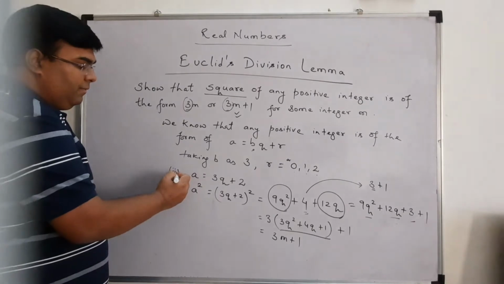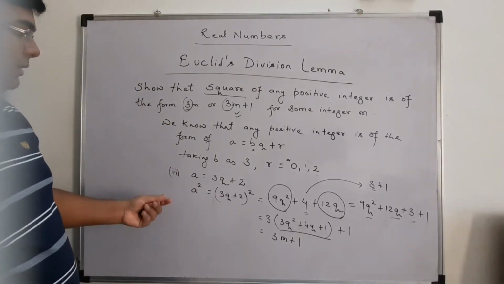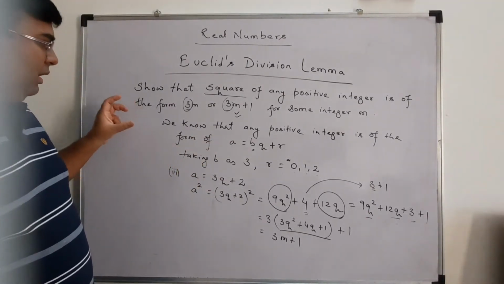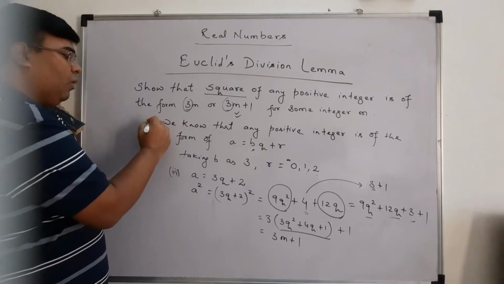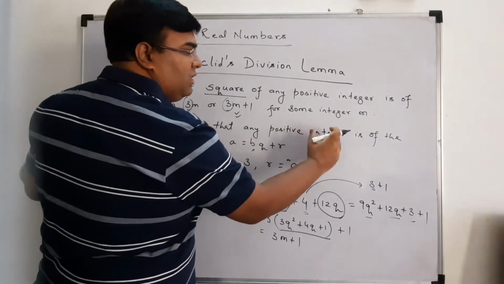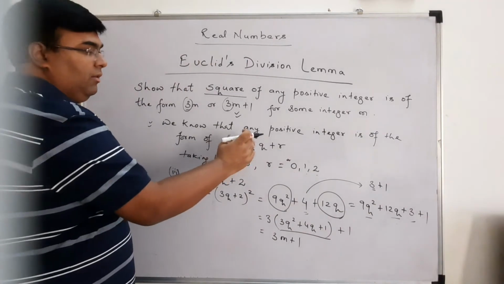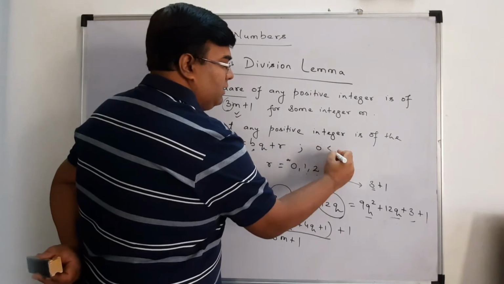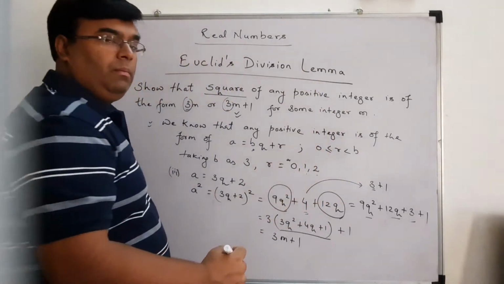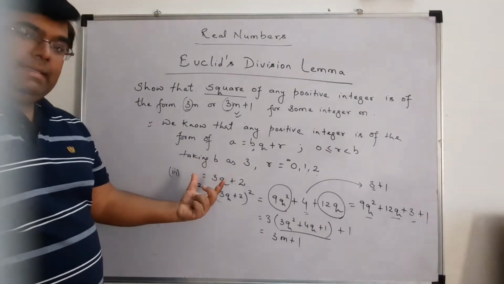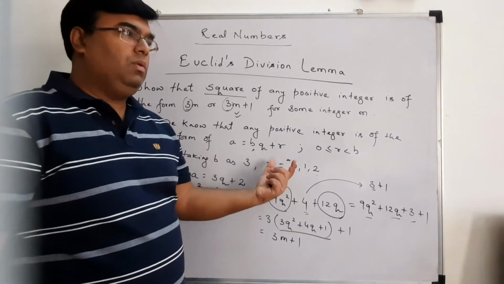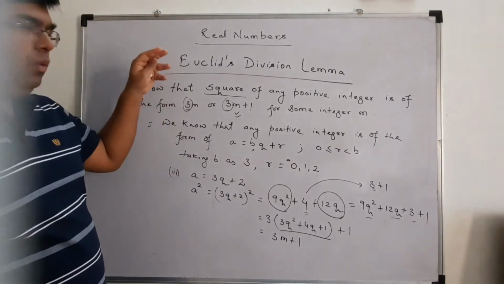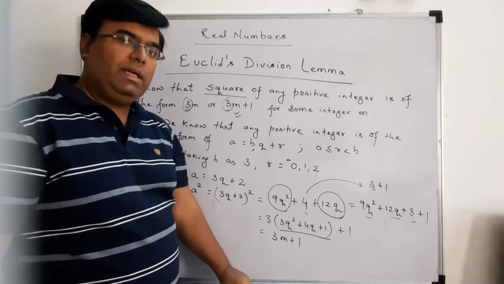So this was my third case. Correct? So we need to show all the cases one by one, right? But our first statement will be the same for all the questions, that we know that any positive integer is of the form a = bq + r. One more thing, you can write this 0 ≤ r < b. Correct? And then taking b as 3, our r will be equal to 0, 1 and 2, and then we will take cases one by one and we will show what is required in the question, right?